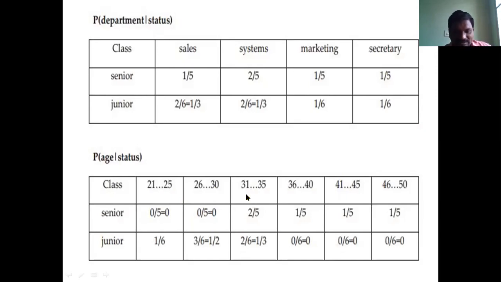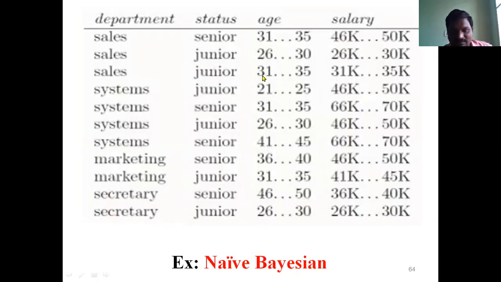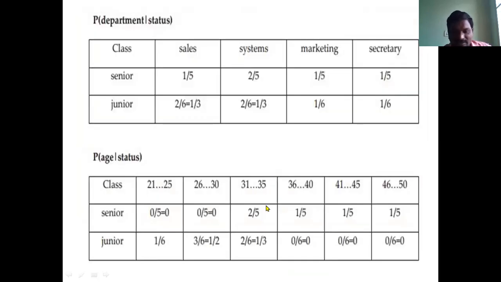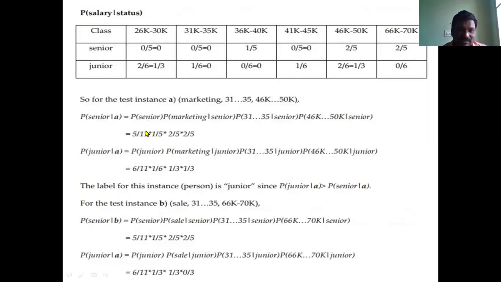For 31 to 35 seniors: here one senior is there, another second senior is there, and then in 31 to 35, one junior is there. Here 2 divided by 5, similarly 1 divided by 5. In this case, you will identify the conditional probabilities for all the data. From the conditional probability, you have to identify the senior age value, and in a similar way, you will identify all the probability values here.